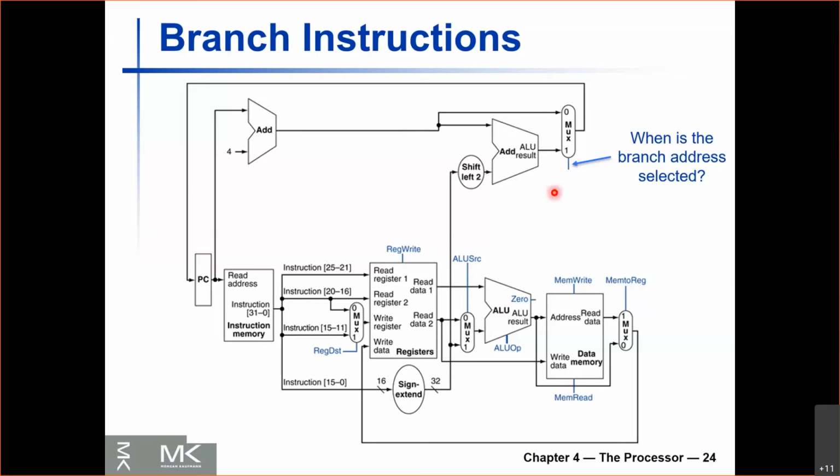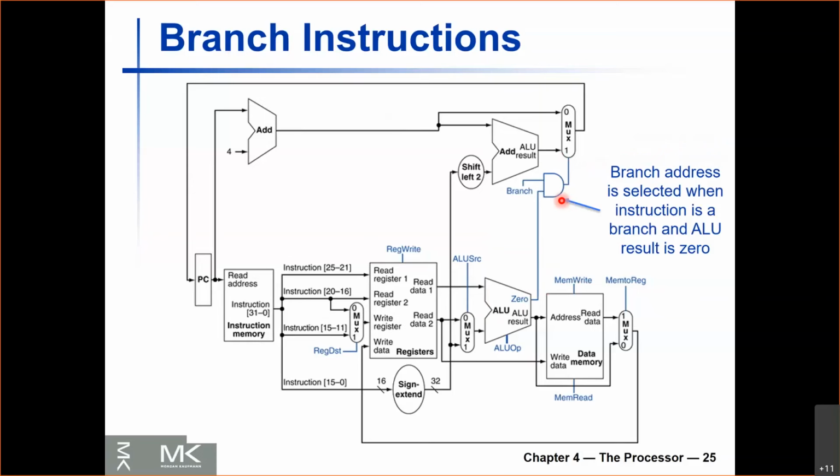So what do I need to do? We have two conditions to select the branch target address. What is that? If it's a branch and if the result of the ALU is 0. So we're going to have an AND gate over here. You guys remember AND gates? The AND gate is going to take two input values. We're going to have a control signal called branch, which specifies whether or not the instruction that's executing is a branch. And we're going to take in this 0 bit over here.